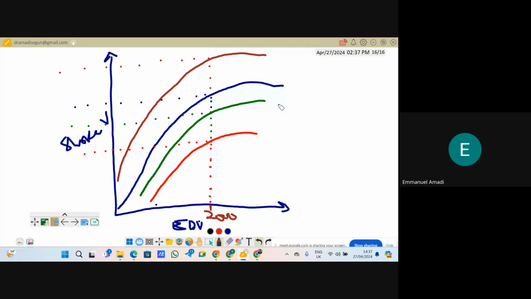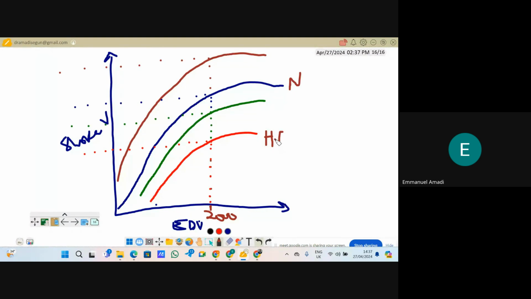Now, this is the normal. They told us the blue is normal. So this is the normal stroke volume that you're supposed to get for an end diastolic volume of 2000. Now we see that the red and the green are below the normal stroke volume. So what can be causing them? This red can be heart failure. In heart failure, your stroke volume reduces rapidly.